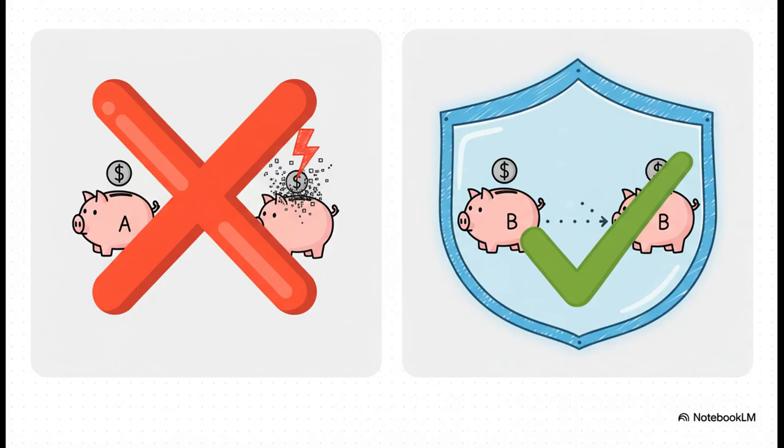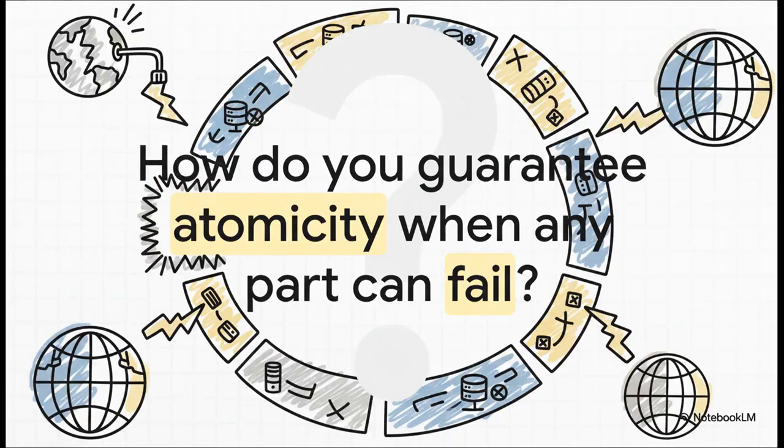You take money out of one account and you put it into another. If the system fails after the money's been taken out, but before it gets put in, that money just, poof, it vanishes into thin air. Atomicity is what prevents that nightmare scenario. The whole thing is one single, unbreakable step. Which leads to the obvious, kind of scary question. How on earth do you guarantee this all-or-nothing rule when your computers are scattered across the planet, and any one of them could just die without warning?